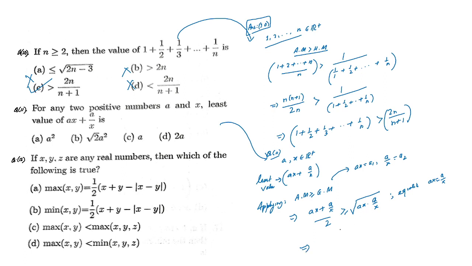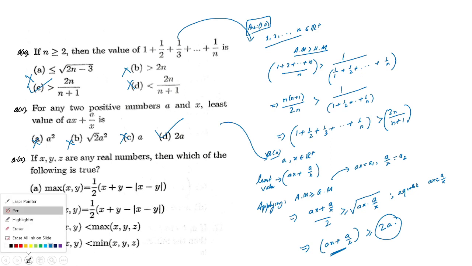So here x cancels out, and you will see the result: x plus a by x is greater than or equal to 2 root a. So 2 root a is the least value, because this expression is greater than or equal to it. So option D is correct. All other options are false. Now we come to the next problem. The next problem is: if x, y, z are any real numbers, then which of the following is true?